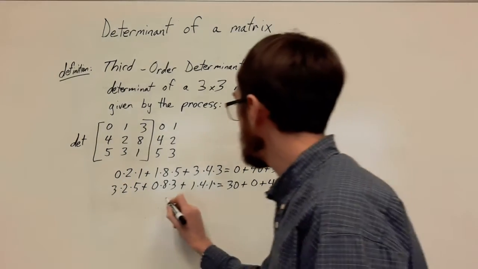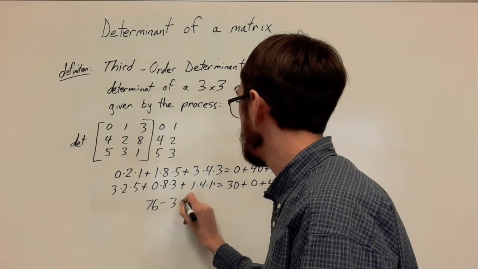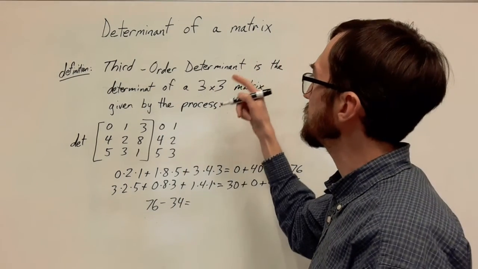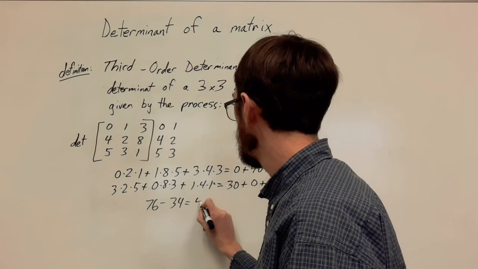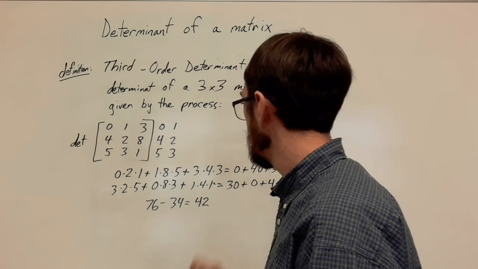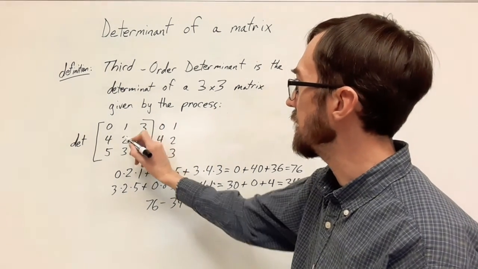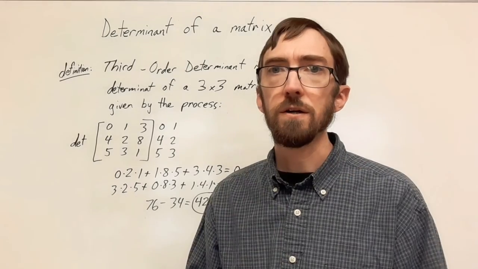Lastly, we are going to take 76 and subtract the 34 from it. And this number will be the third order determinant of our 3 by 3 matrix. So 42 is the determinant of the matrix that we started with. Cheerful calculations.